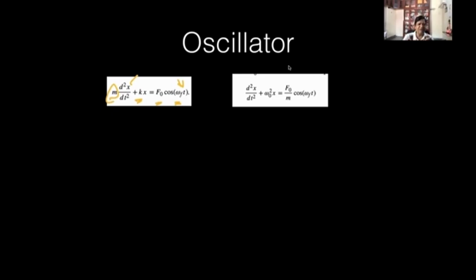Keeping k, f naught, and omega f fixed, what happens if I change m? If I increase m or decrease m, how does the system behave? Or keep m, f naught, and omega fixed and change k. That's how we'll study it.